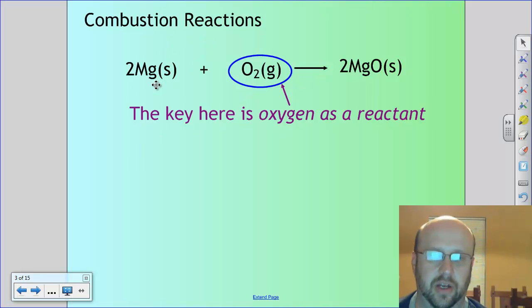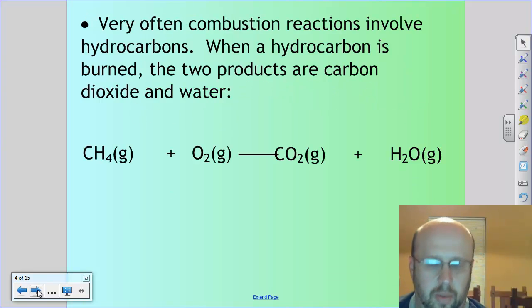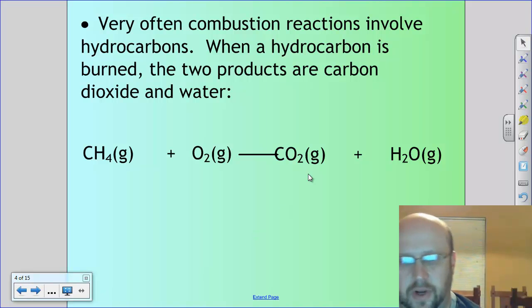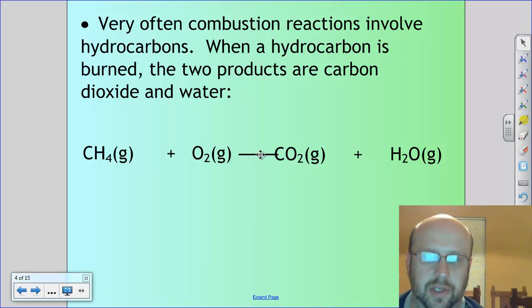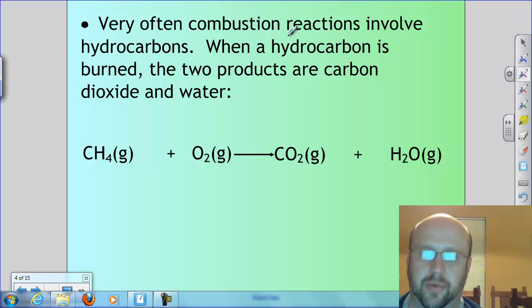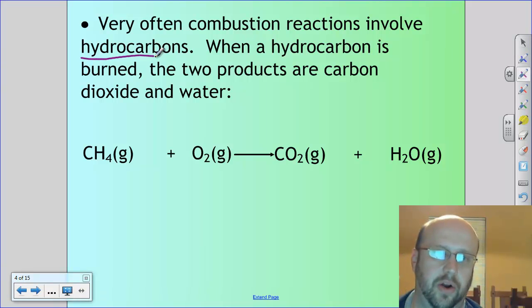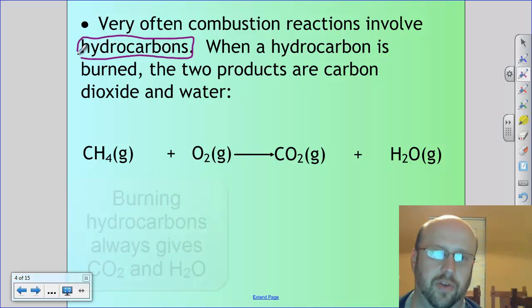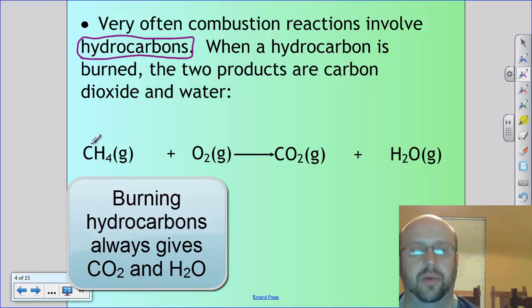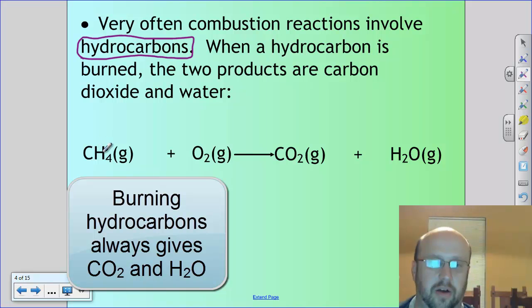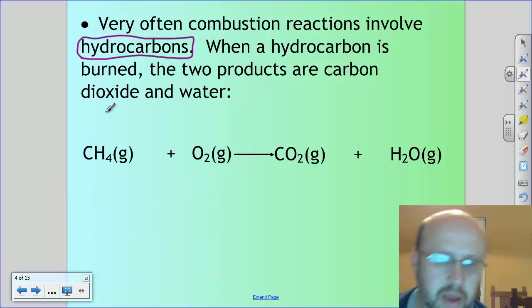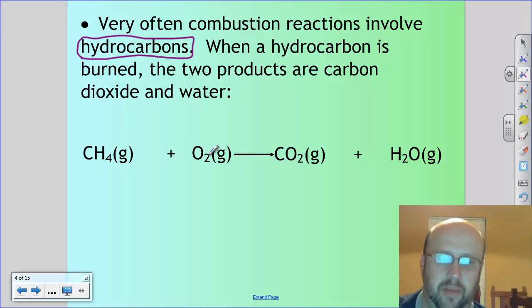This is one that we've done in lab, where we burned magnesium in the presence of oxygen to create magnesium oxide. Predicting products is fairly simple for these, assuming this one thing: that we are using hydrocarbons. Now, what is a hydrocarbon? A hydrocarbon is something that is made of hydrogen, hydro, and carbon, hydrocarbon. Okay, so the example here is methane plus oxygen.